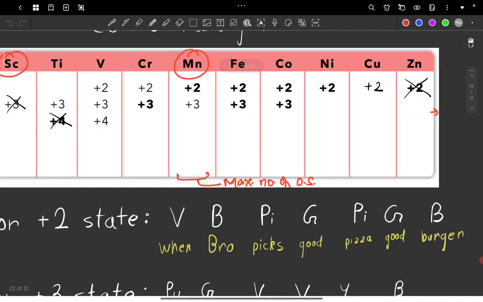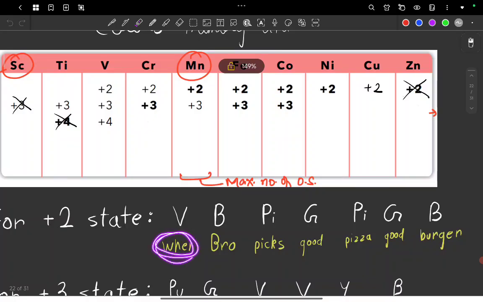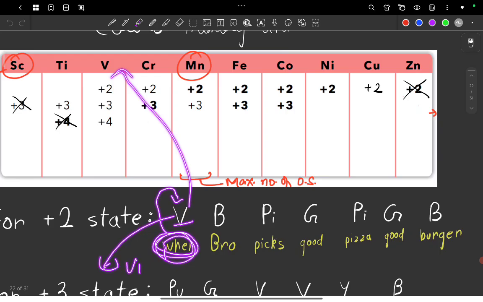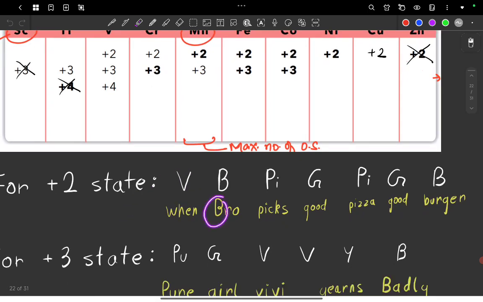Okay, so using W, you have to remember V for vanadium and also V for violet, because W and V make similar noises. So violet you have to remember. Using bro, you have to remember blue. And this is in order of the elements.